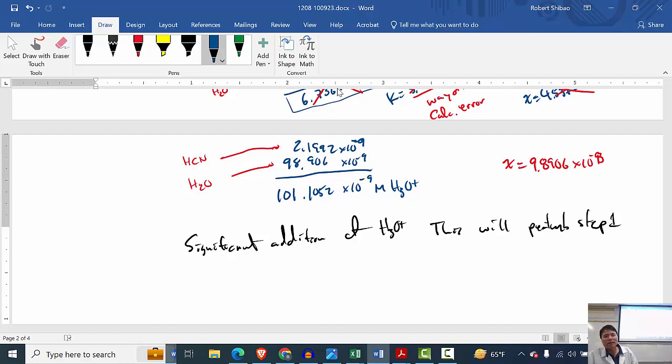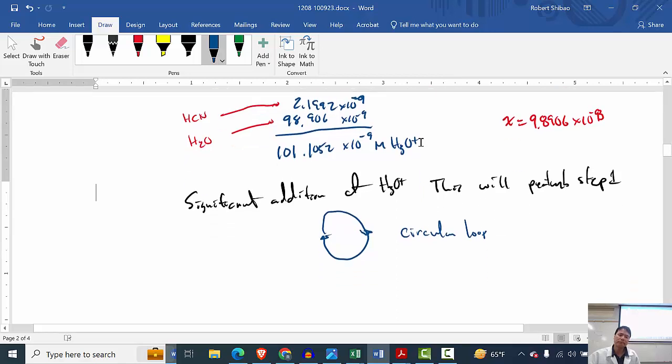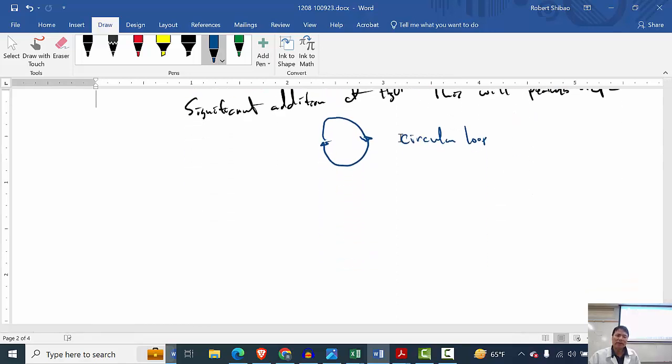But once we fix it, it's going to shift again and perturb step 2. So we get into a circular loop. We fix the left side, the right side goes out of whack. We fix the right side, the left side goes out of whack. So we'll never be able to fix this. It'll be endless. Therefore, what we need to do is solve this simultaneously.